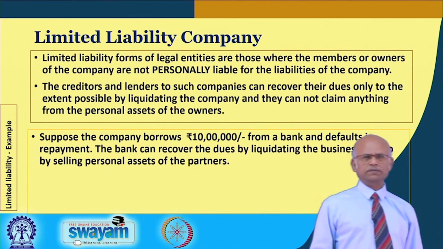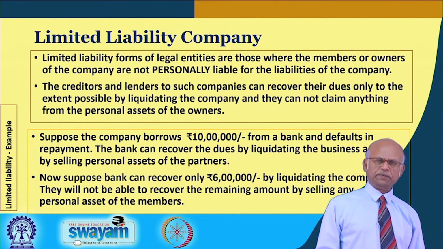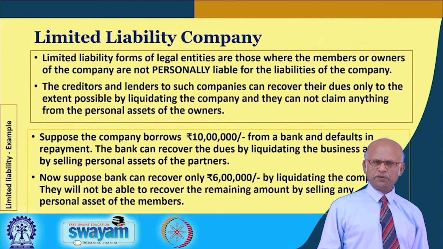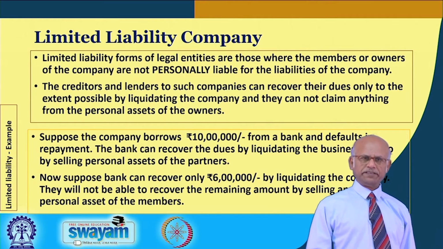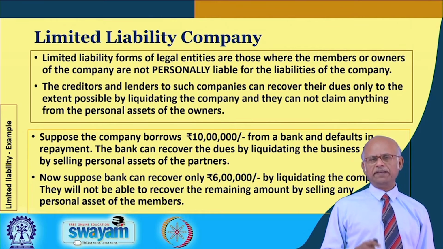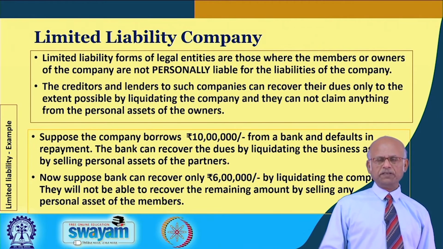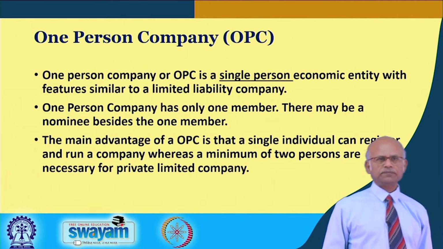Now, take the same example extended to a limited liability company, where the bank is supposed to get 10 lakh rupees. They sell the company and are capable of recovering only 6 lakh rupees. The bank cannot recover the remaining 4 lakh by selling the assets of the founders or directors of the limited liability company. Normally, they are referred to as directors in a private limited company or partners in a limited liability partnership company. We will see that moving forward.